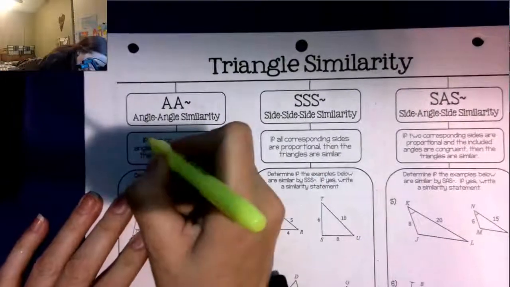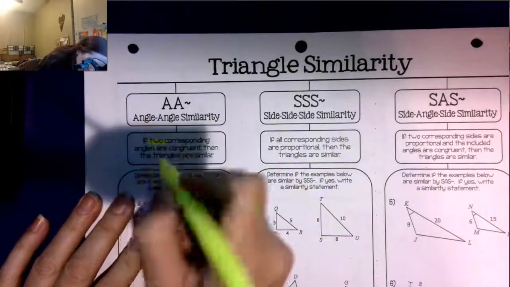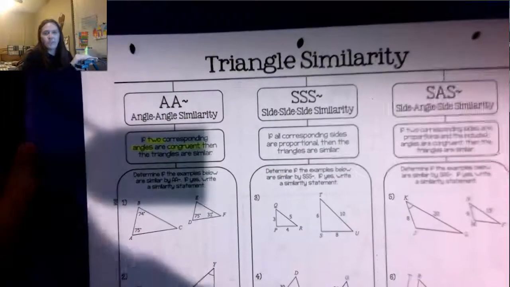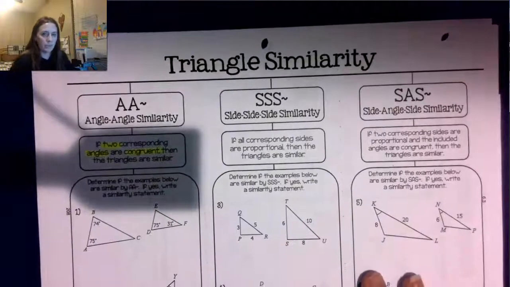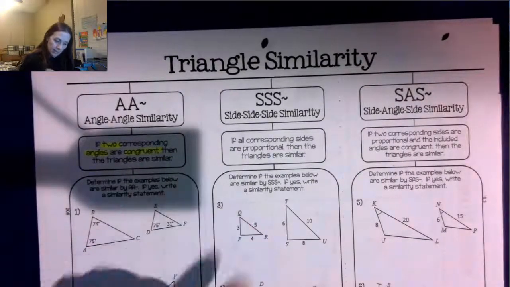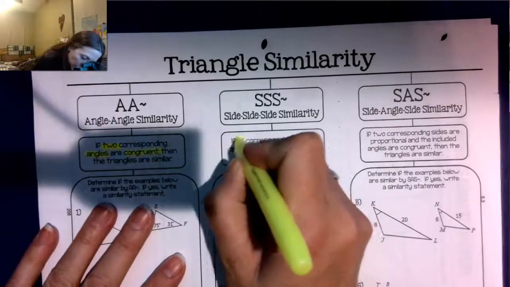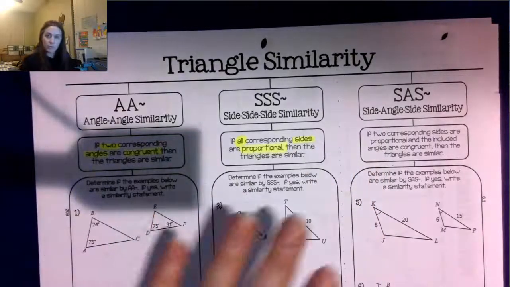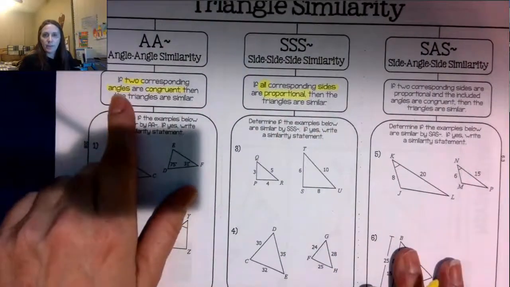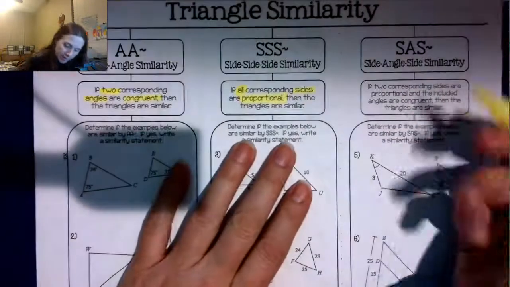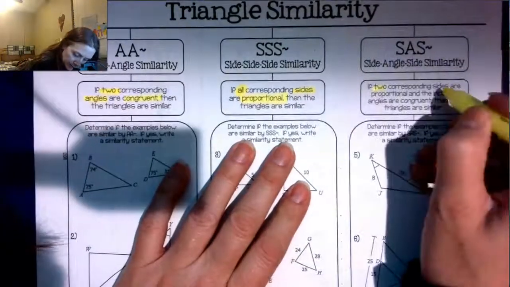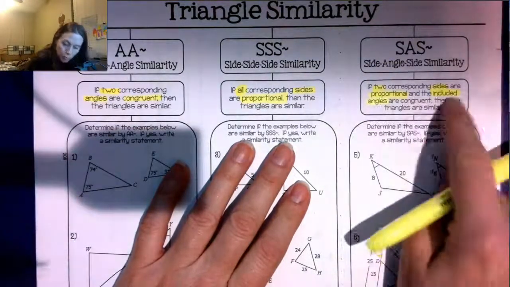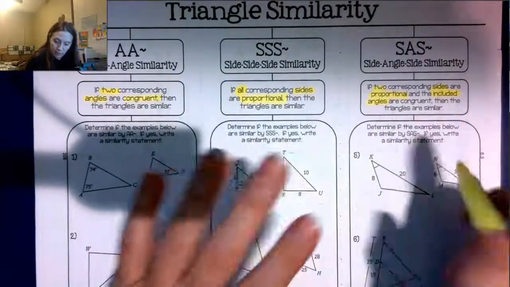If 2 corresponding angles are congruent, then we know that they're going to be similar. Because if 2 are congruent, the 3rd one also has to be congruent. So that's kind of nice. The next one is side, side, side. So if all corresponding sides are proportional, not congruent but proportional. So again, 2 angles congruent, all sides proportional. This one, 2 sides proportional, and the angle that is between those 2 sides, the included angle, is congruent.